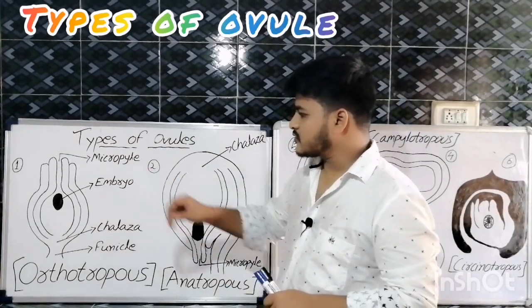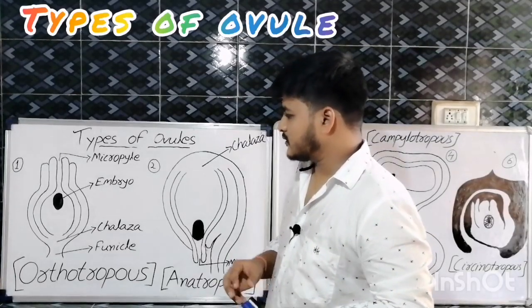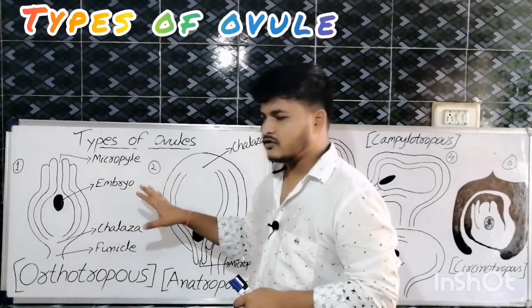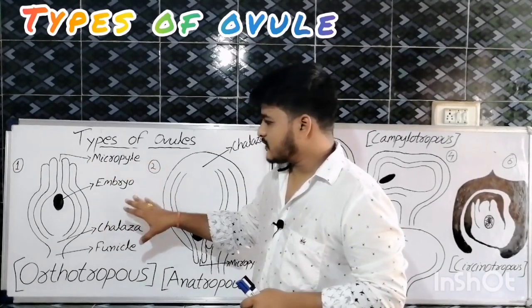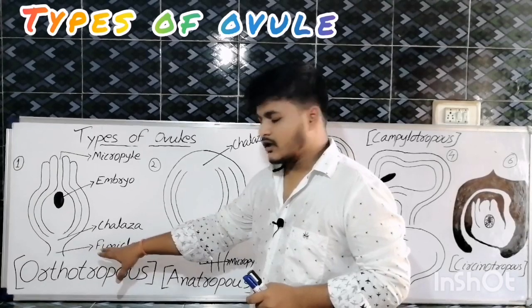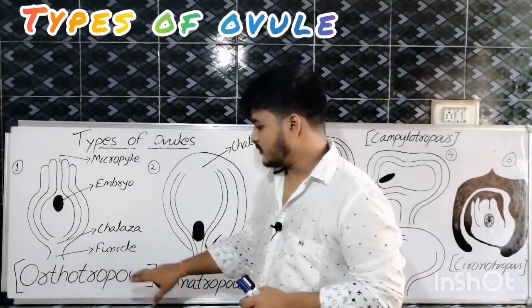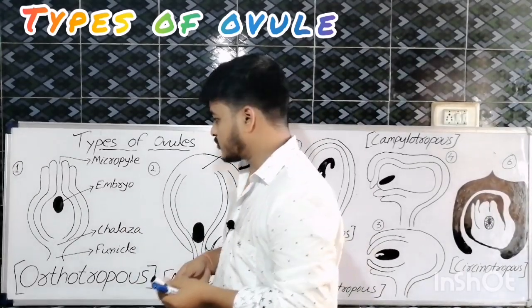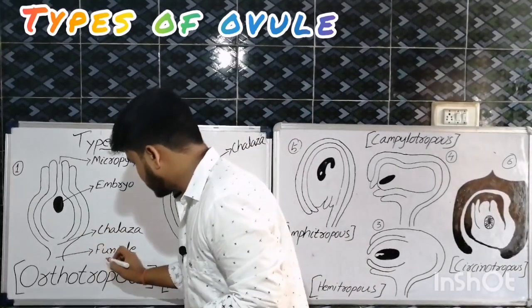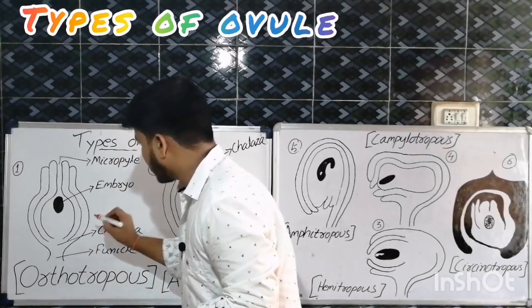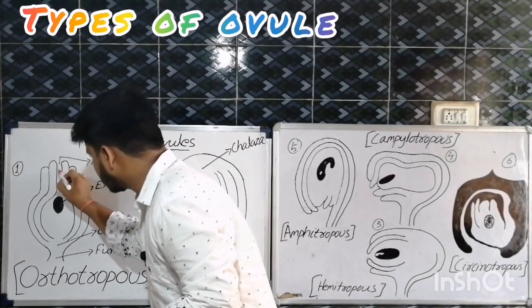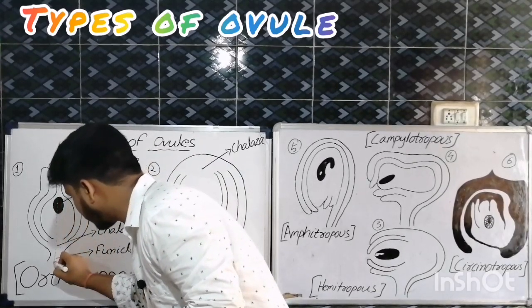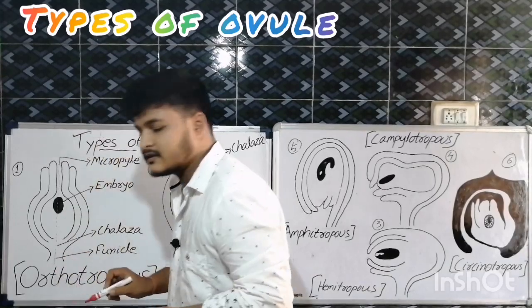According to the structure, the orthotropous ovule has a number of parts, but mainly it is differentiated into 3 parts, according to the attachment of the funicle. You can see in this structure of the orthotropous ovule, the 3 points, the funicle, chalaza and micropyle, are attached in a single line. That means these 3 are arranged in a single line.